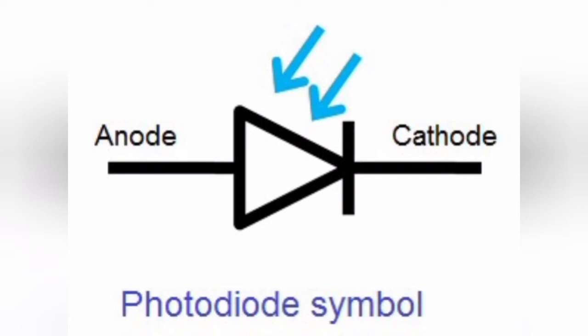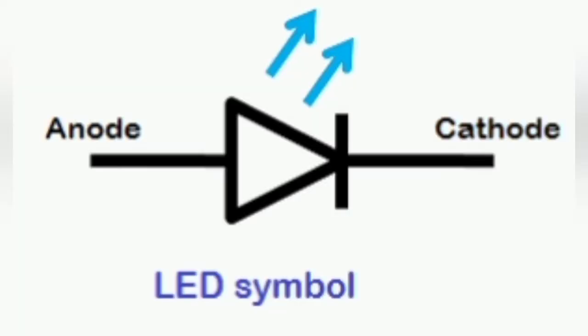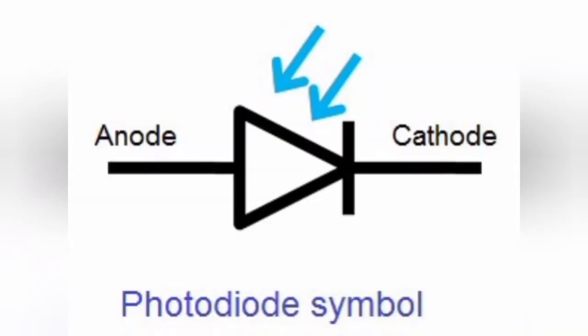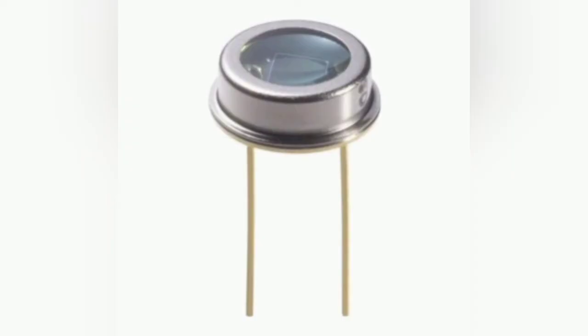This is the same as a light emitting diode, that is LED. The symbol of LED is a diode with an arrow mark upward. Here in photodiode, the arrow mark goes downwards, and the terminals of the LED and photodiode are also the same. That is, the longer terminal acts as anode and the shorter terminal acts as cathode.